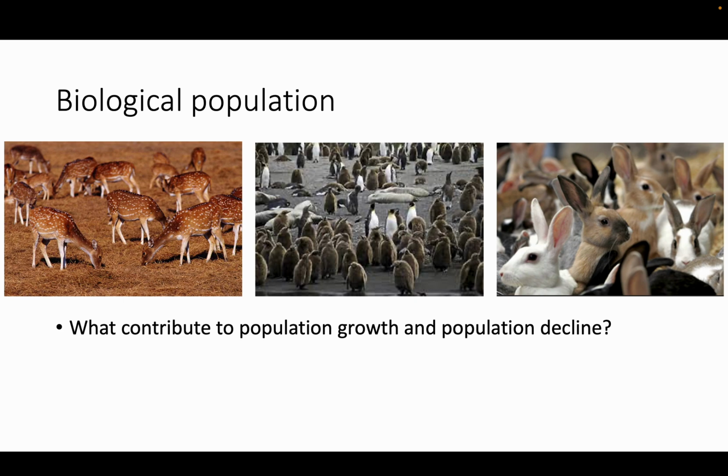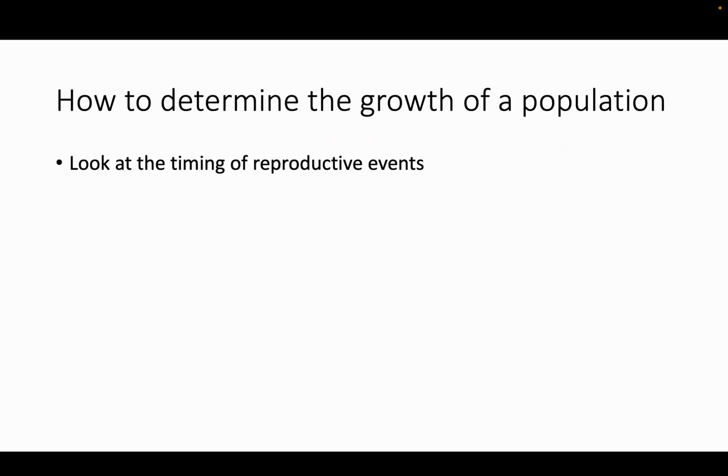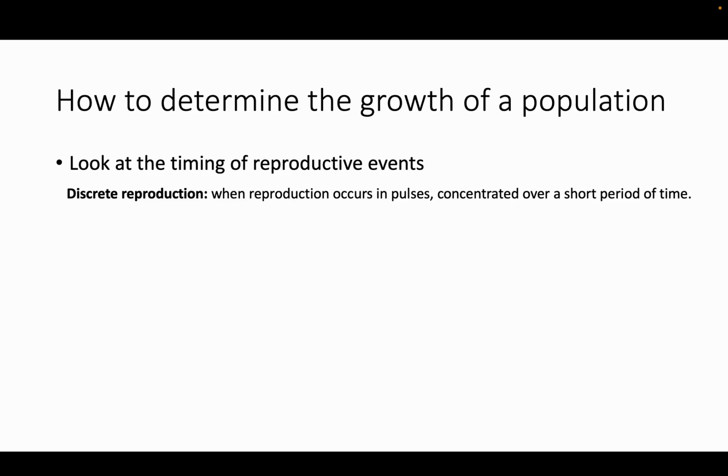There are two things that can contribute to population growth. Birth and immigration are going to contribute to the growth of a population when there are new babies being born and when there are new individuals coming into an area. At the same time, the two main factors that can contribute to population decline are going to be death and emigration, individuals dying and individuals leaving that area. So, if we want to determine how a population can grow, there are many different things that we can take into account. The first thing is looking at the timing of the reproductive events.